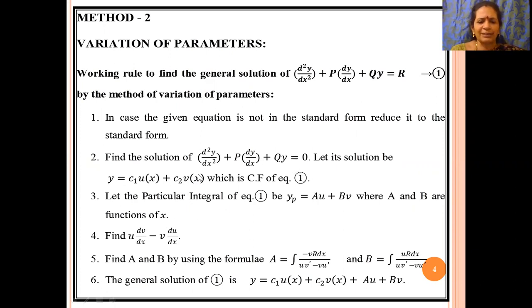Now after getting the complementary function, we have to go to the particular integral, that is the PI. Let the particular integral of equation 1 be yp is equal to au plus bv, where a and b are functions of x. After that, next we have to find u into dv by dx minus v into du by dx. Next step is to find the a and b values by using the formulae. A is equal to integral of minus vr dx by uv dash minus vu dash, and b is equal to integral of ur dx by uv dash minus vu dash. Now the last step: finally we write the general solution of 1 as y is equal to c1 into u of x plus c2 into v of x plus au plus bv.